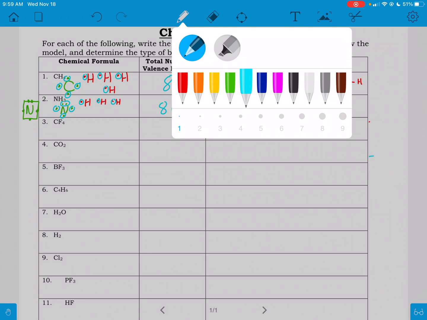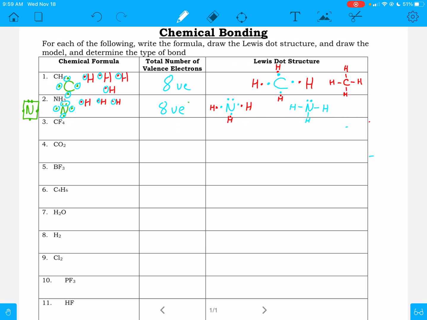Let's see, let's do carbon. Carbon usually is written in black, by the way. That's kind of carbon's color. So I'm going to do this one in black. So there's carbon, and it has how many valence electrons? Well, it's in group 4, so that means it's going to have 1, 2, 3, 4 valence electrons.